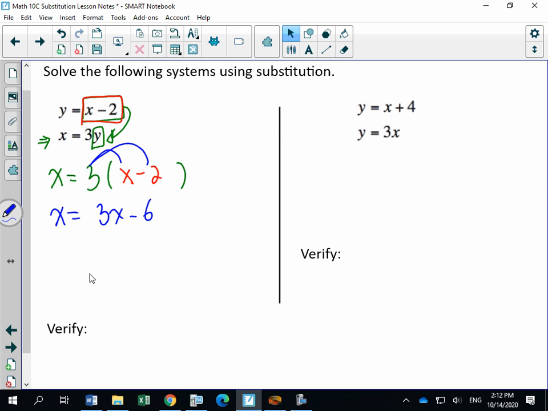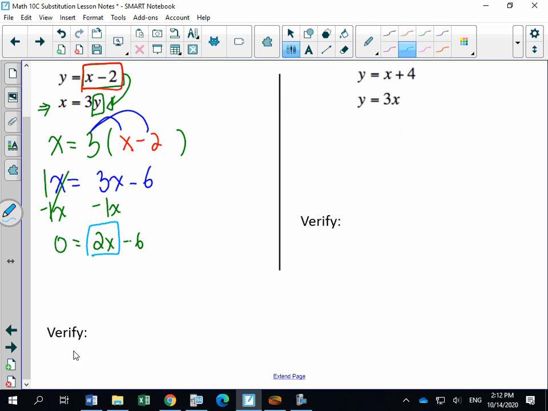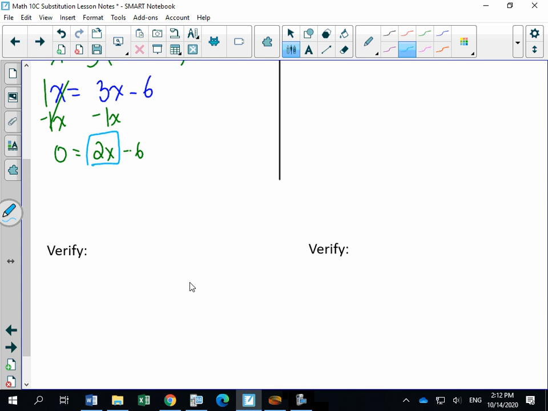From here, if I want to bring my x's together, I'm going to subtract 1x from each side. Then I would get 0 is equal to 2x minus 6. If I said solve for x, how would you do that? You would say, okay, I need to get rid of that negative 6 by adding 6 to both sides. Then divide both sides by 2, and you have what x is equal to. X is equal to 3.